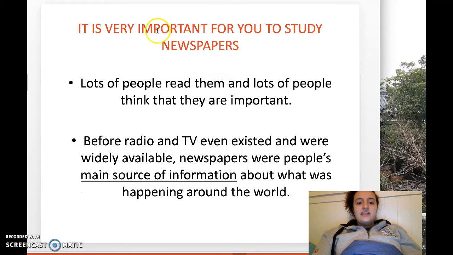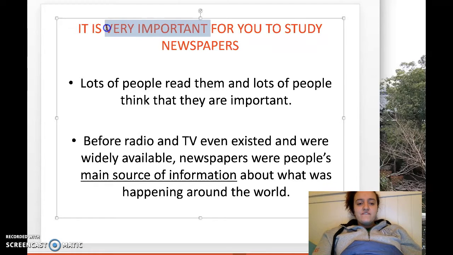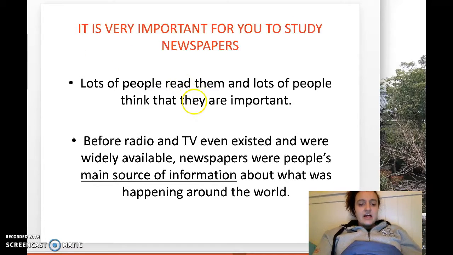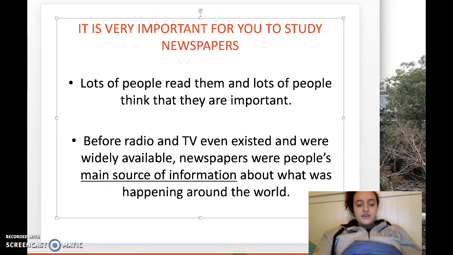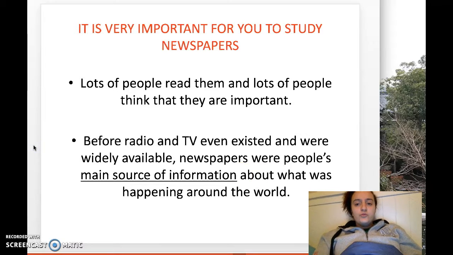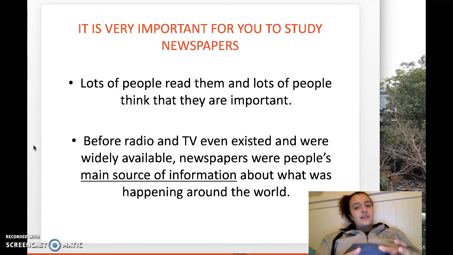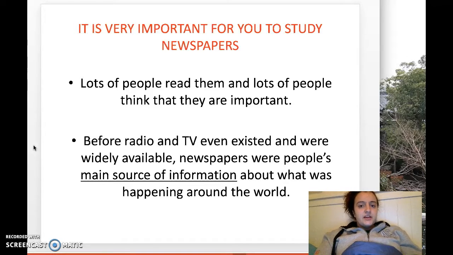Alright, it is incredibly important for you to study newspapers. Lots of people read them and lots of people think that they are important. Before radio and TV even existed and were widely available, newspapers were people's main source of information. During World War II, World War I, even the Vietnam War, newspapers were the main way that people found out about their relatives that were overseas. If you wanted first-hand news, it was in the papers.